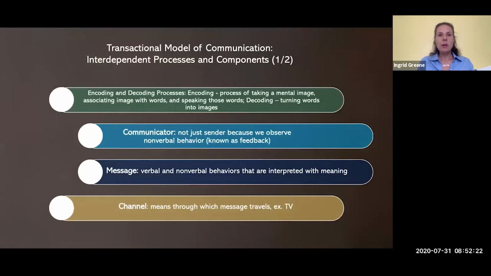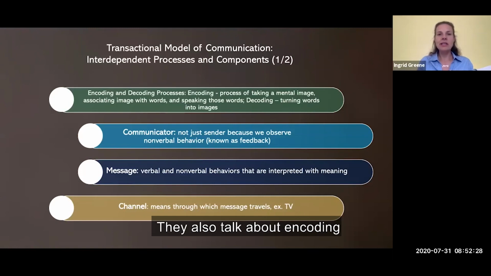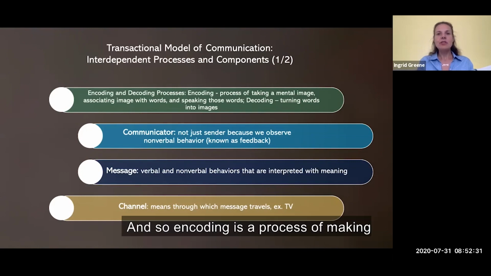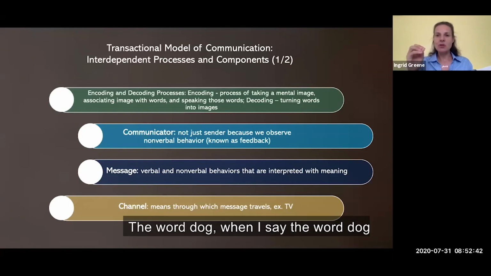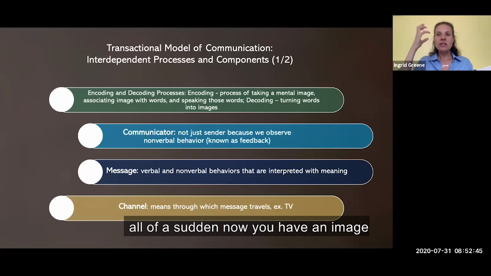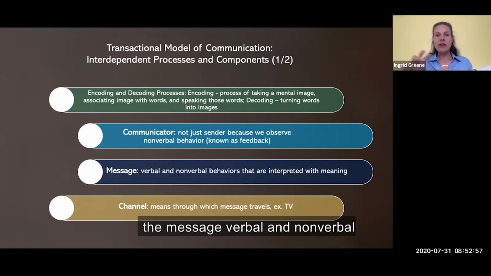And so just expanding further on that transactional model, right? They also talk about encoding and decoding processes, right? And so encoding is a process of taking a mental image, associating the image with words, and speaking those words. And then the decoding is turning those words into images. So that's what I was just speaking about, right? The word dog. When I say the word dog, all of a sudden now you have an image in your head. The communicator, as I mentioned, right, not just the sender, because we observe nonverbal behavior known as feedback. The message, verbal and nonverbal behaviors that are interpreted with meaning. And the channel, as I spoke about.